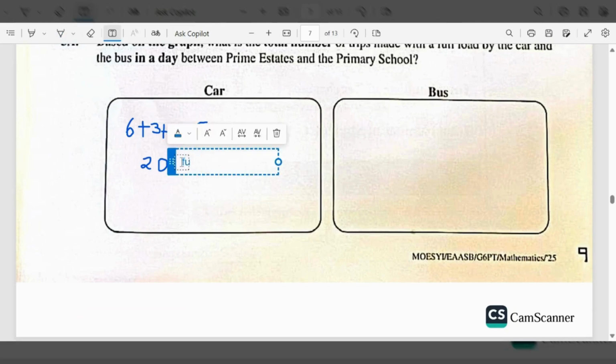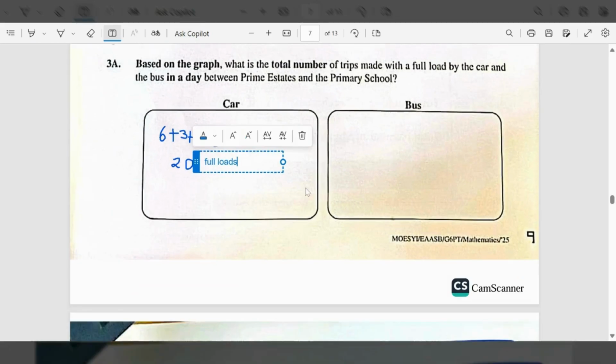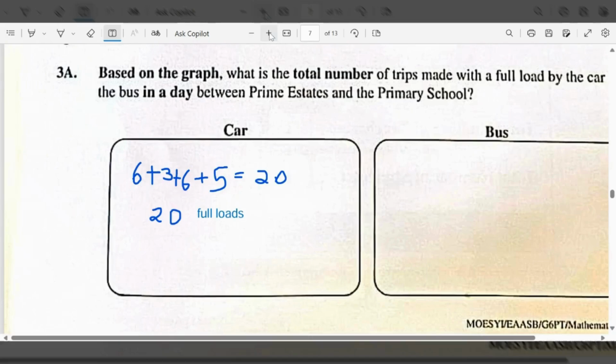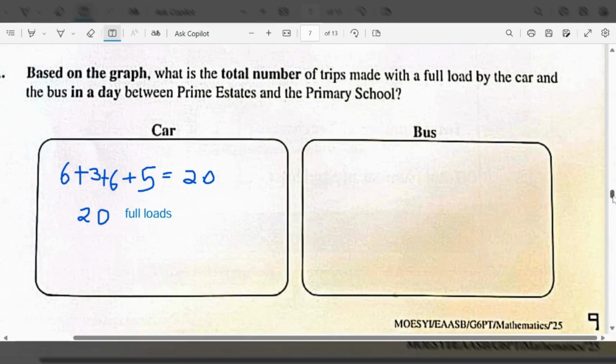20 full loads. And let's do it for the bus now. Upstairs. Okay. Wait. Let's look at the bus now.